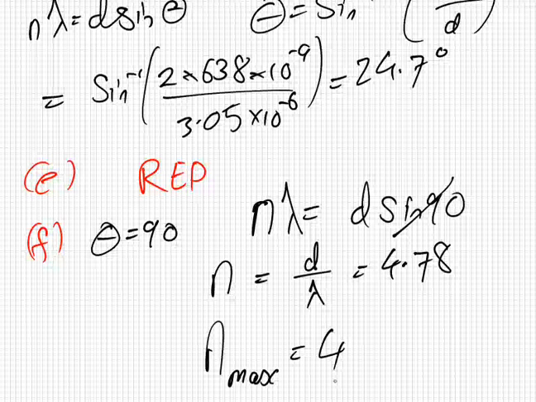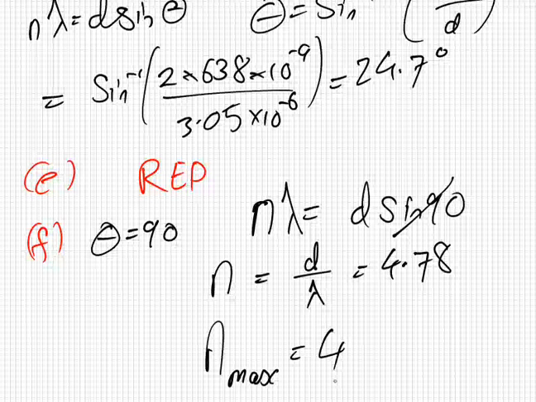Next part is, what colour is this light? Oh, jeepers, I'm nearly finished. What colour is this light? I think this is, I don't know, 650 is red. I think it's red. Red.